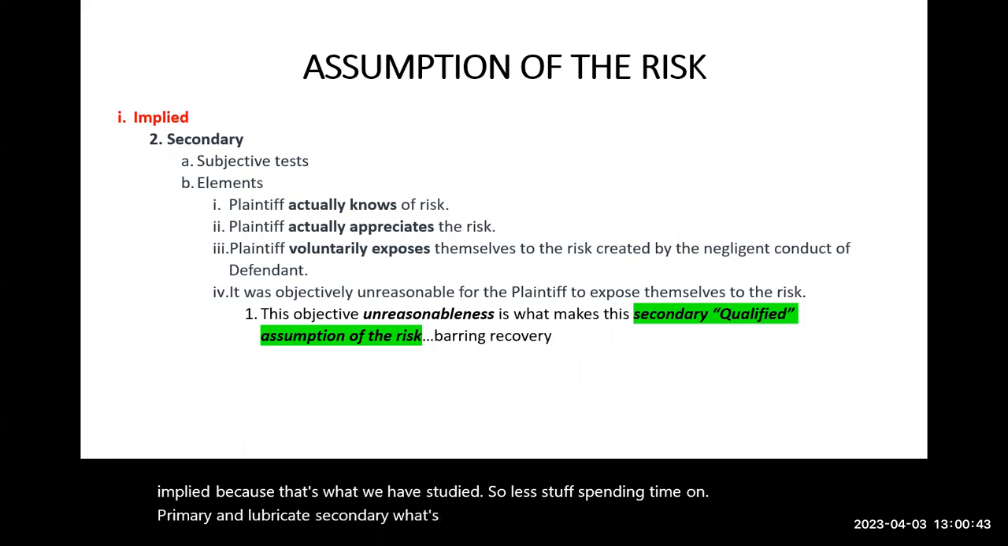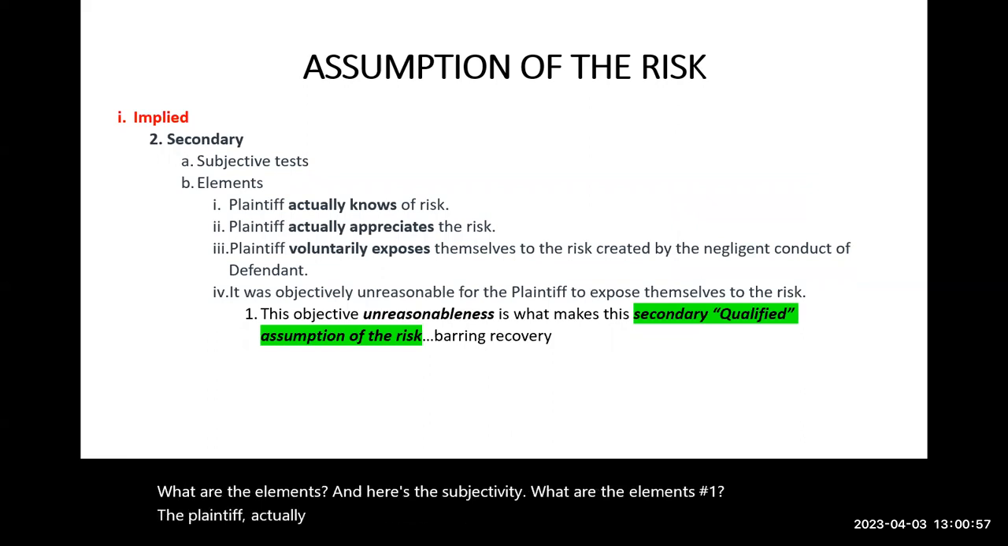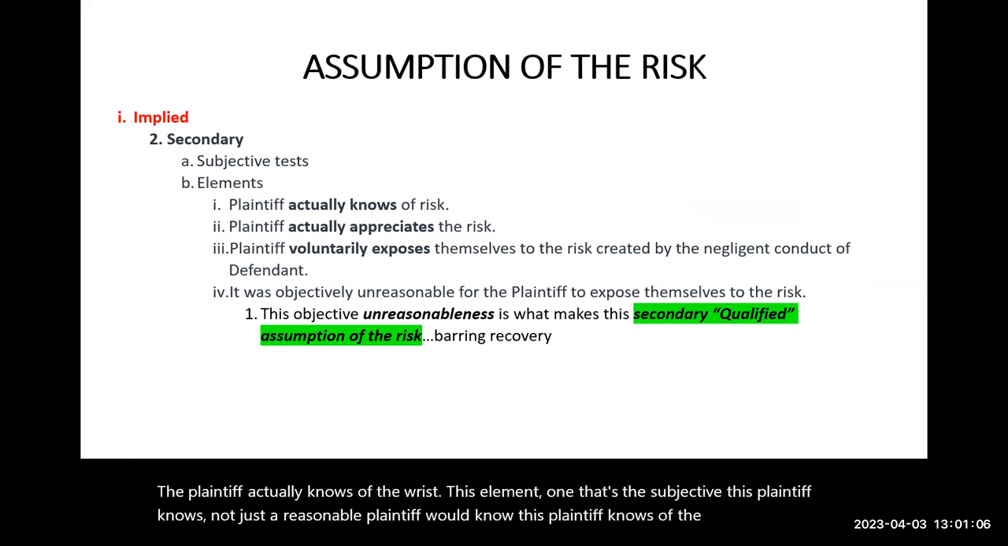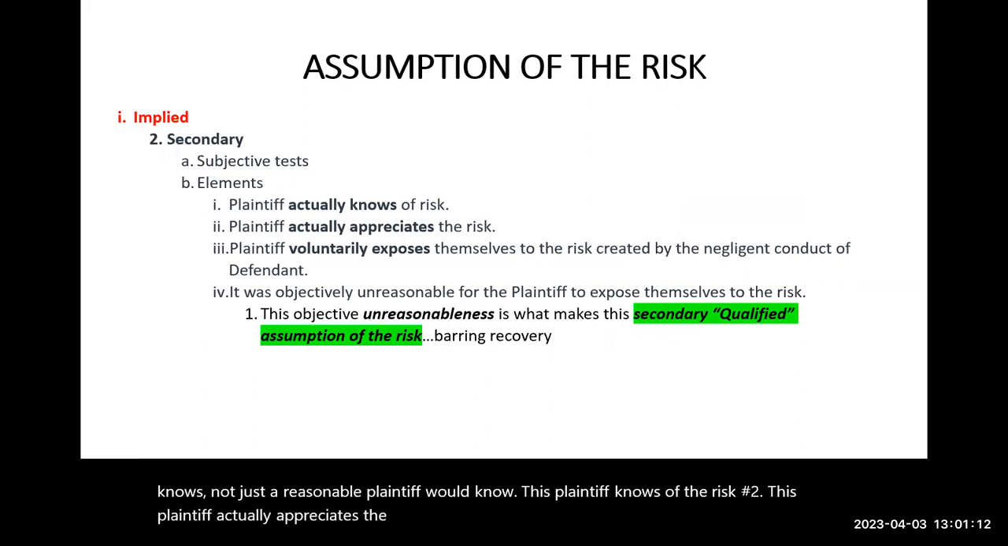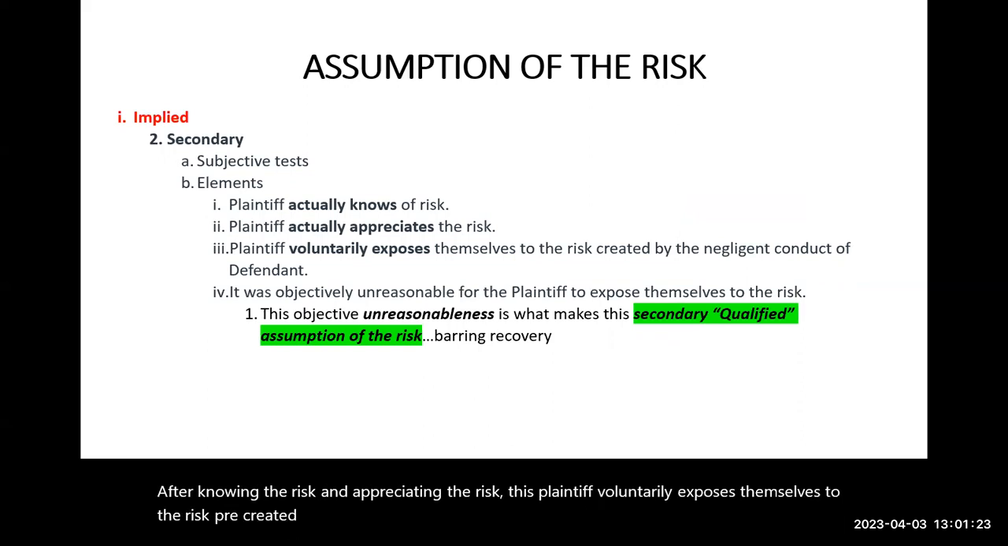What's implied secondary? Implied secondary requires a subjective test. What are the elements? And here's the subjectivity. Number one, the plaintiff actually knows of the risk. That's element one. That's the subjective. This plaintiff knows, not just that a reasonable plaintiff would know. This plaintiff knows of the risk. Number two, this plaintiff actually appreciates the risk. Number three, after knowing and appreciating the risk, this plaintiff voluntarily exposes themselves to the risk created by the negligent conduct of the defendant.